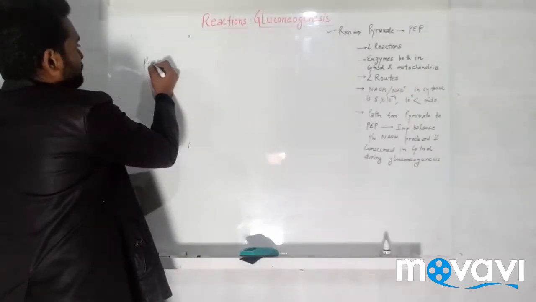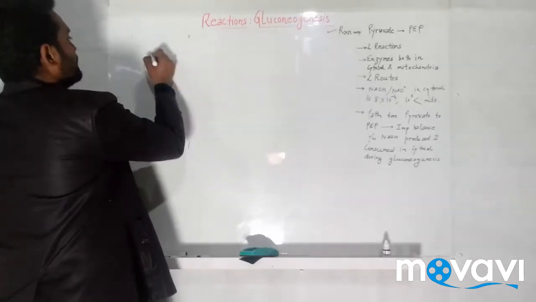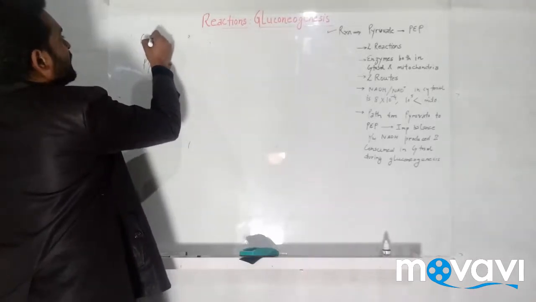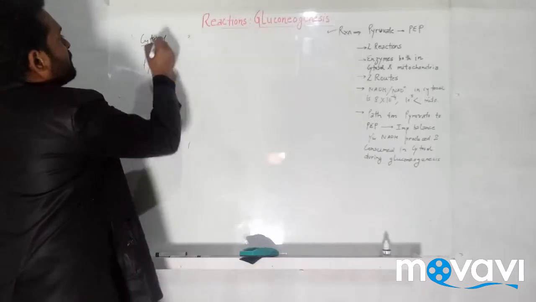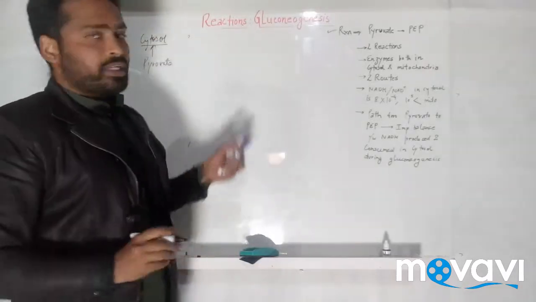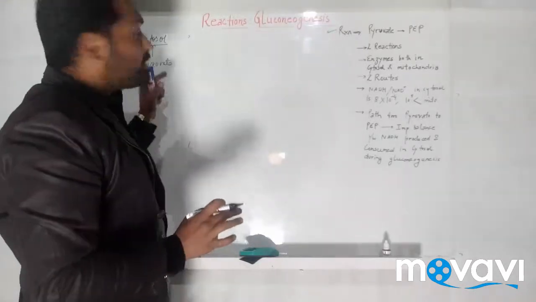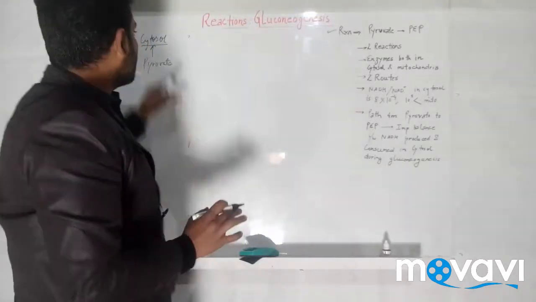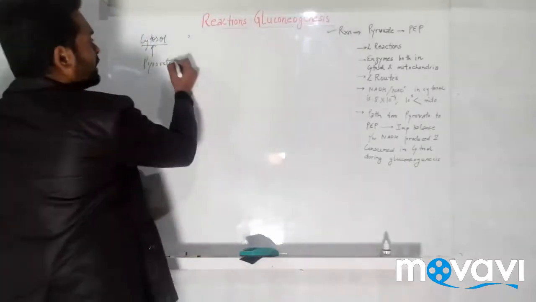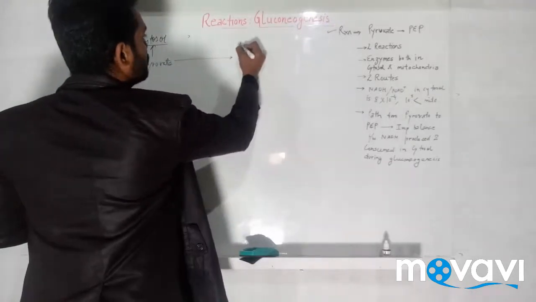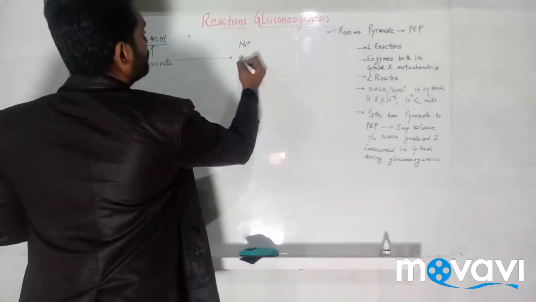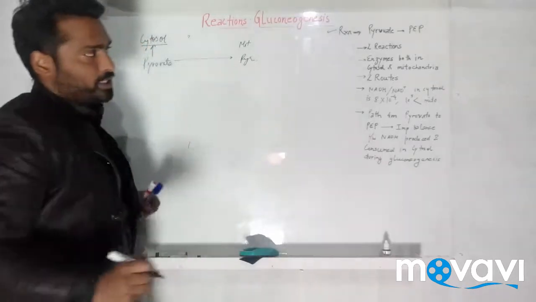Pyruvate is there. This is present in the cytosol. Remember, I told you that these reactions occur in different compartments. The first reaction is in the mitochondria and the cytosol. So this is in the cytosol first. This is sent into the mitochondria now. So pyruvate is in the mitochondria now.